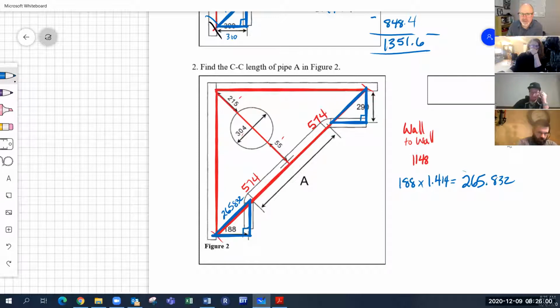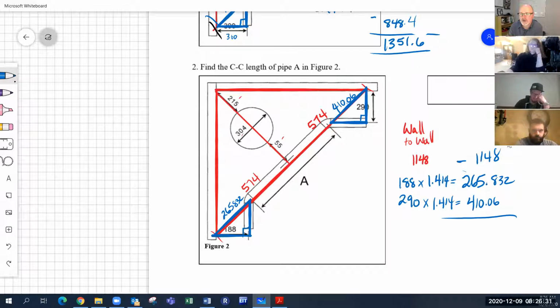And now I have a rise of 290. So 290 times 1.414 is 410.06. So this is 410.06. So now I will minus both of these off of 1148. So I can get pipe A.